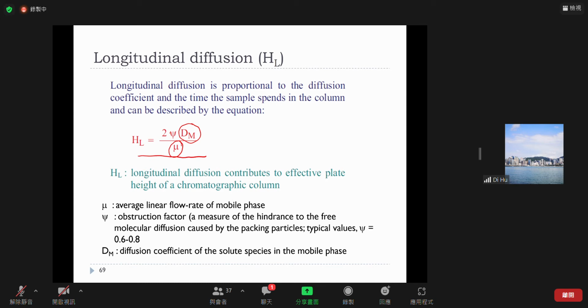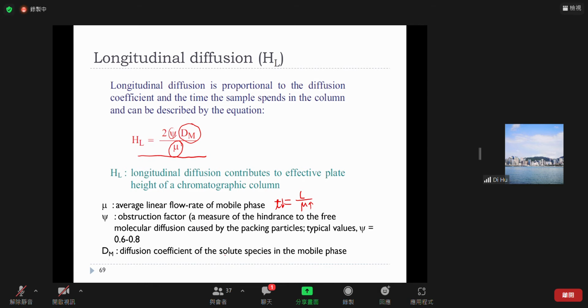The reason is that the higher the speed, the higher the linear flow rate, the shorter the time spent in the column, right? Because t equals L, the length of the column, divided by mu. So if you have a larger mu, you have a smaller t, which means you spend less time and have less contribution to longitudinal diffusion. Okay, that's why. And D_m is the diffusion coefficient of the solute species in the mobile phase. So the larger the diffusion coefficient, the higher the contribution. And this one, phi, is the obstruction factor.